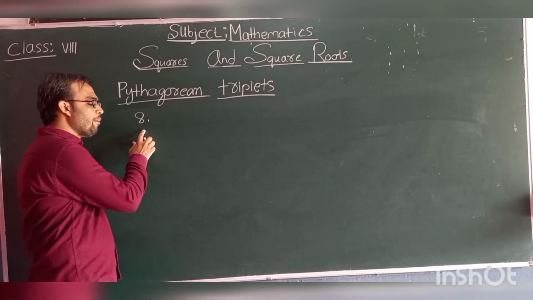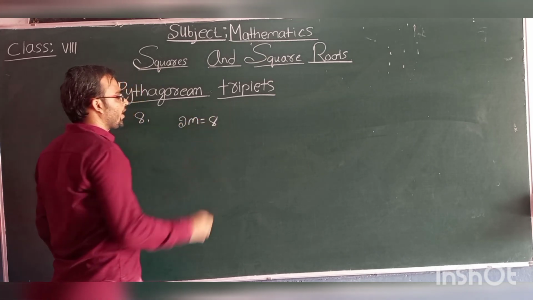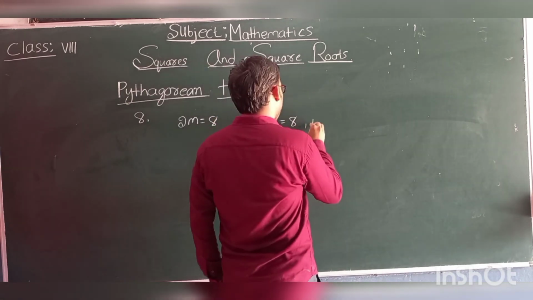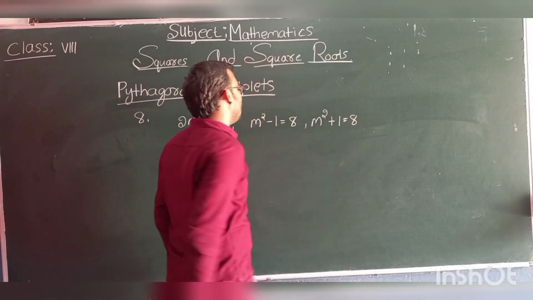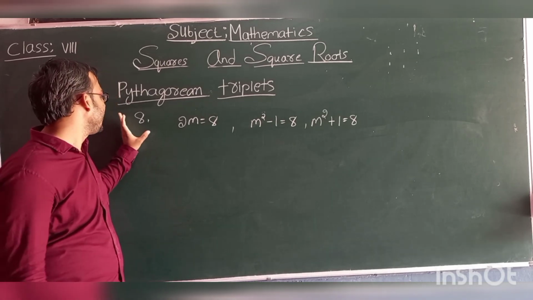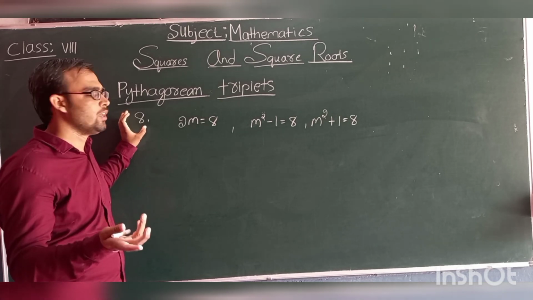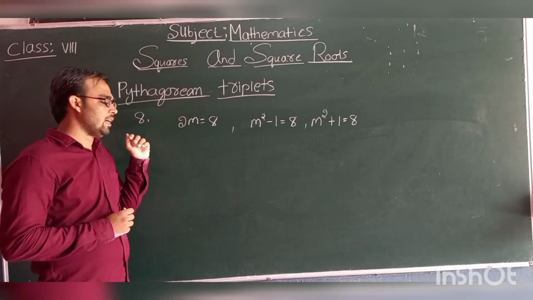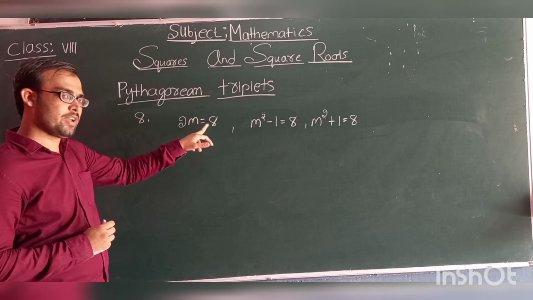So now you can equate this 8 with 2m, or you can equate this 8 with m square minus 1, or with m square plus 1. You can equate the given number with any formula. It does not matter whether it is the smallest side or the largest side. So you can equate the given number with any of these three formulas. Now I am equating the given number with this formula because I will get the value of m easily.